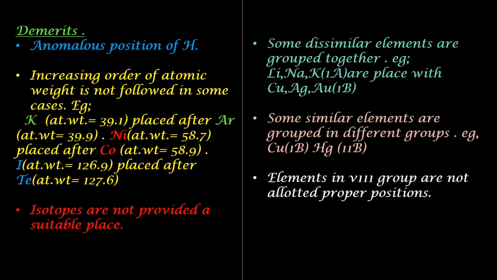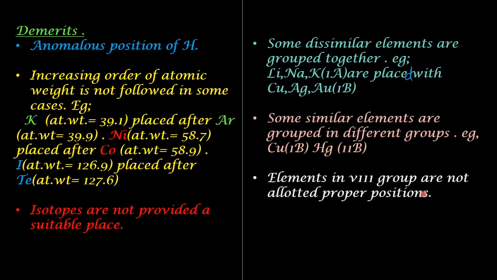In some cases, it is observed that some dissimilar elements are grouped together. For example, lithium, sodium, potassium, which belong to group 1A, are placed along with copper, silver, and gold, that is group 1B. You may note that all these elements come under the same group, that is group 1. At the same time, some similar elements are grouped in different groups. Example, copper and mercury. Copper comes under group 1B and mercury comes under group 2B.